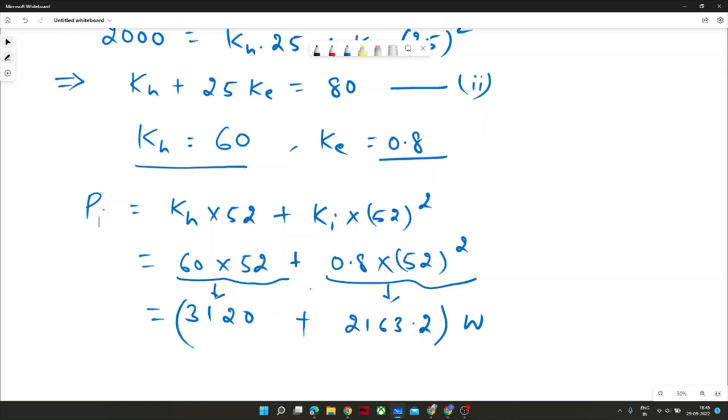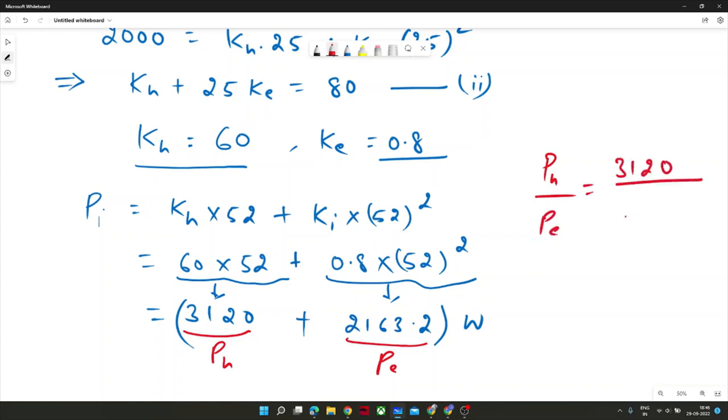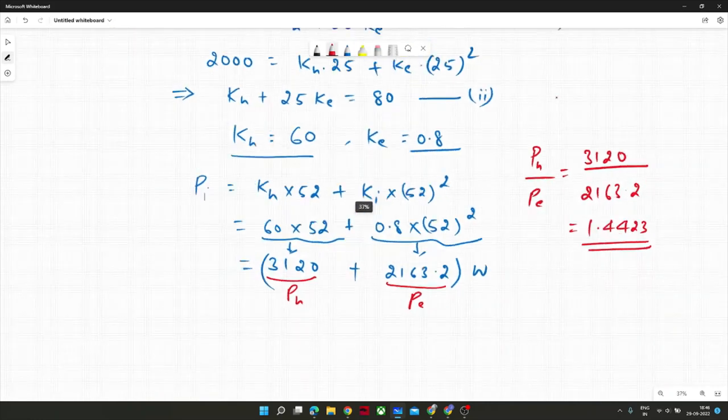We were asked the ratio of hysteresis by eddy. So this is hysteresis, this is eddy. So PH by PE is equal to 3120 divided by 2163.2. So its ratio would come out to be 1.4423. Okay, so the answer would be this one. You just have to put in the answer section. So is it fine? Any doubt in this problem?